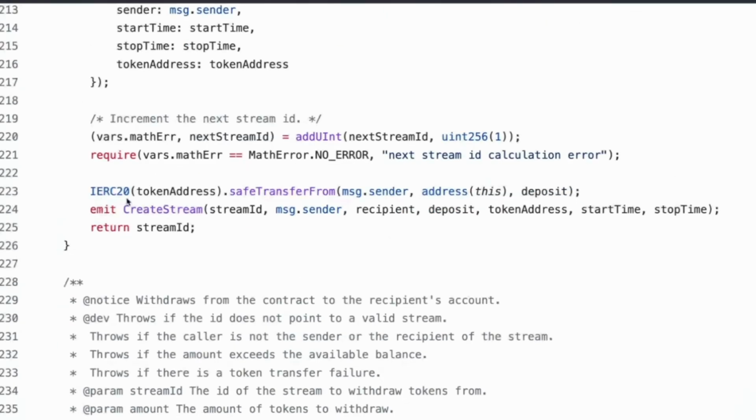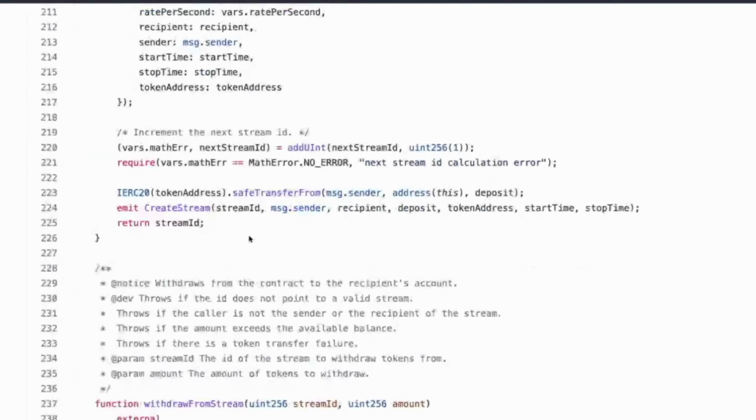Cool. Then they make an IERC20 of the token address, safe transfer from message.sender. So where do you call approve? Probably with MetaMask on the front end. Yeah, or on Etherscan or something like that. Okay, emits events. We haven't seen these events. They must be at the bottom. And then you return the stream ID. Yeah, the money is in the middle of the contract as well.